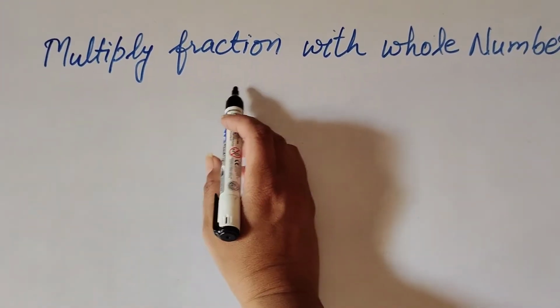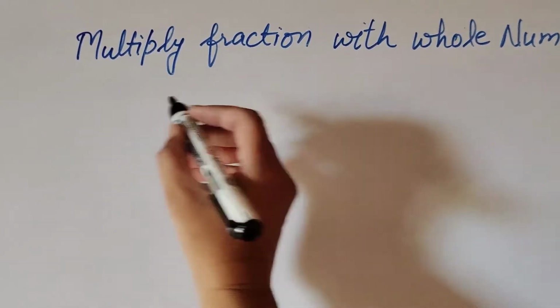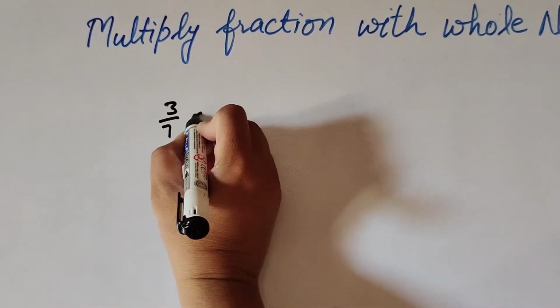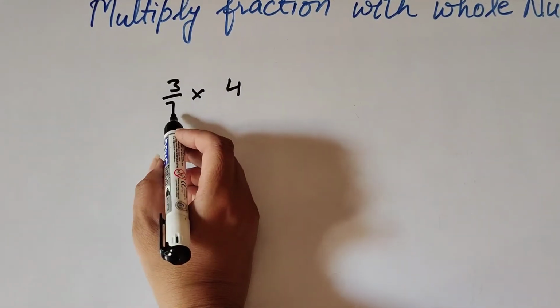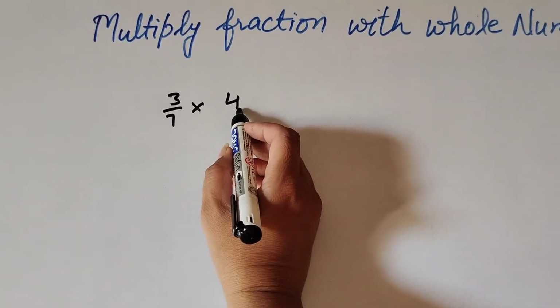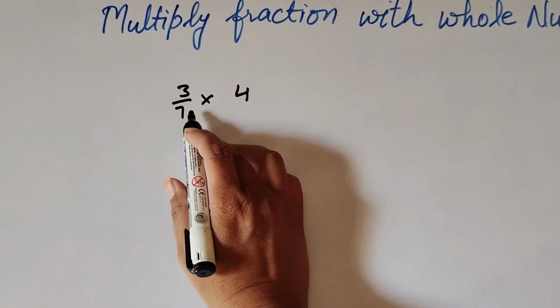In this video we discuss multiplying a fraction with a whole number. 3 over 7 is multiplied by 4. In this, 3 over 7 is the fraction, 4 is the whole number. So we multiply a fraction with a whole number.